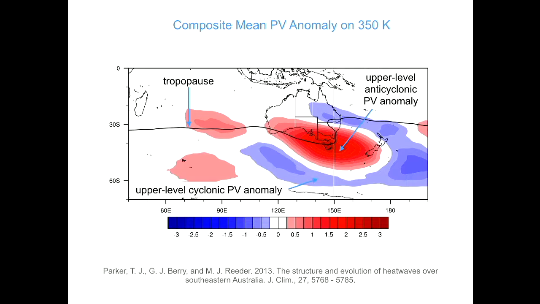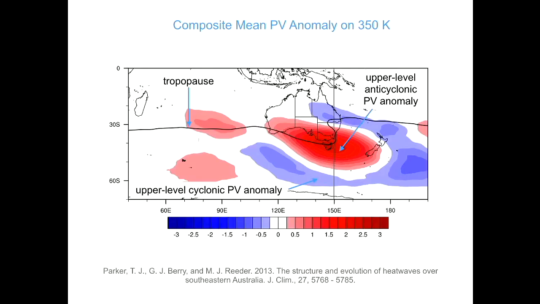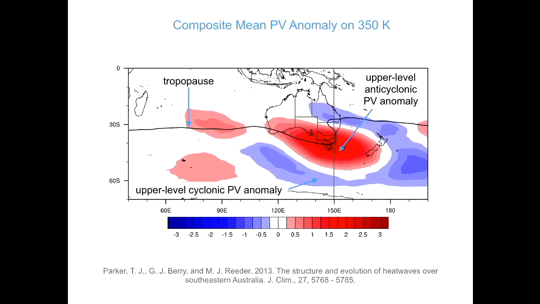The first thing you notice is this big anticyclonic anomaly, this red region. It's more anticyclonic than it would otherwise be. You've displaced the stratosphere on this isentropic surface. And it's surrounded by this horseshoe of cyclonic PV. This is a composite of, I don't remember how many exactly, maybe it's 40 or 50 heat waves. So they all have this kind of pattern.